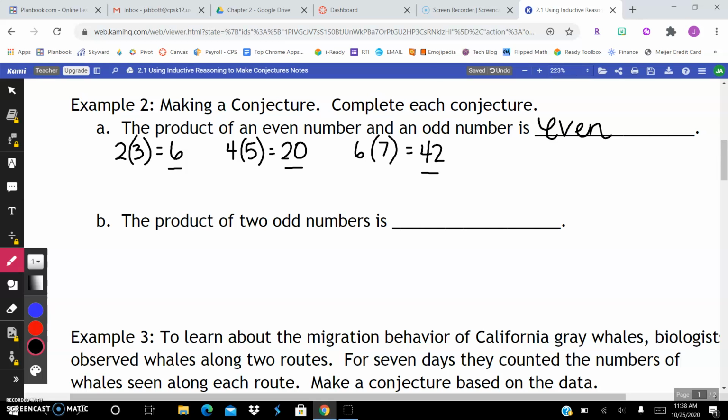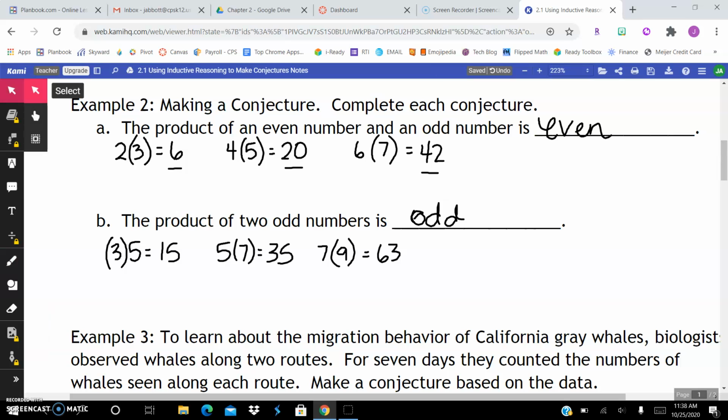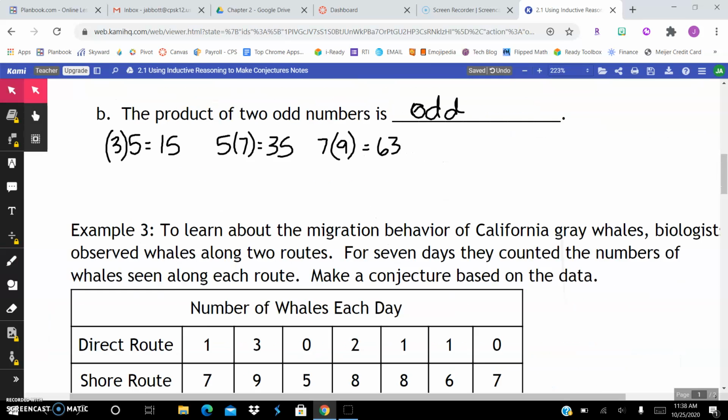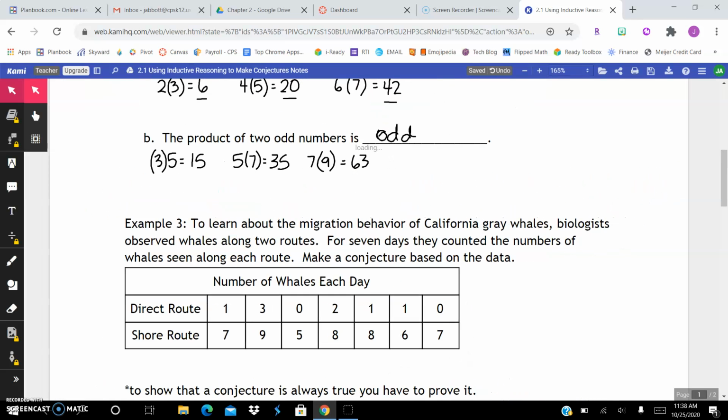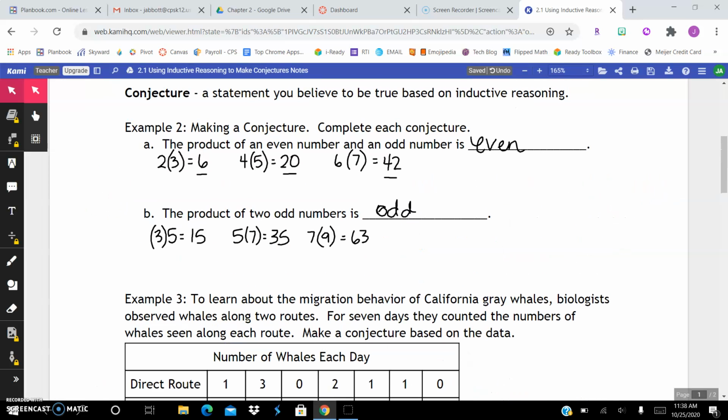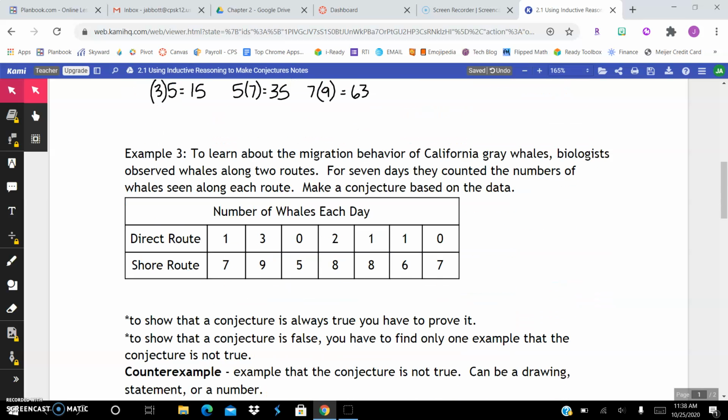Then for part B, the product of 2 odd numbers. If I took 3 and multiplied it by 5, that would be 15. If I took 5 and multiplied it by 7, that would give me 35. If I took 7 and multiplied it by 9, I would get 63. So every time here, I'm getting an odd number. So 2 odd numbers are going to give you an odd number answer when you multiply. So we tested it out and made a conjecture based on the examples that we came up with.